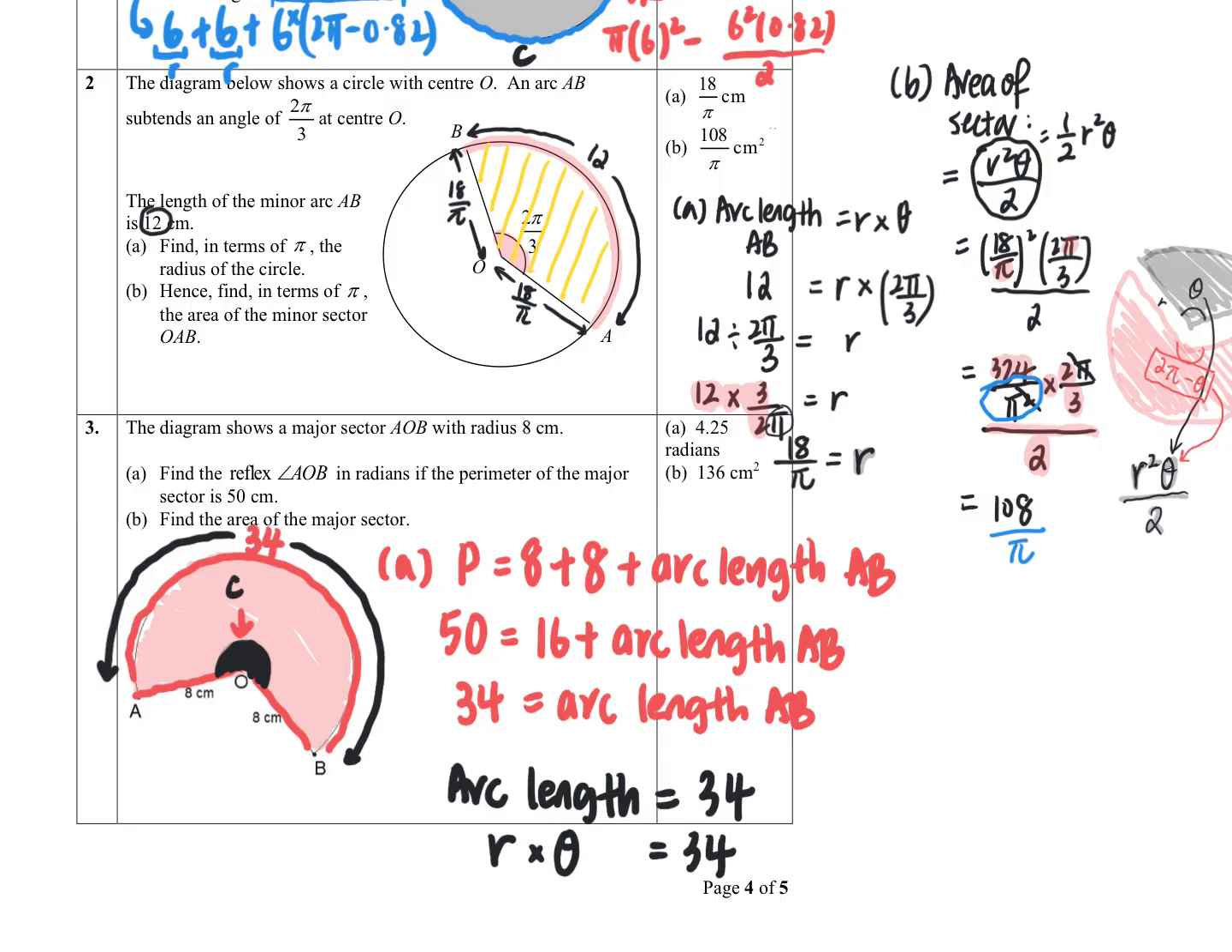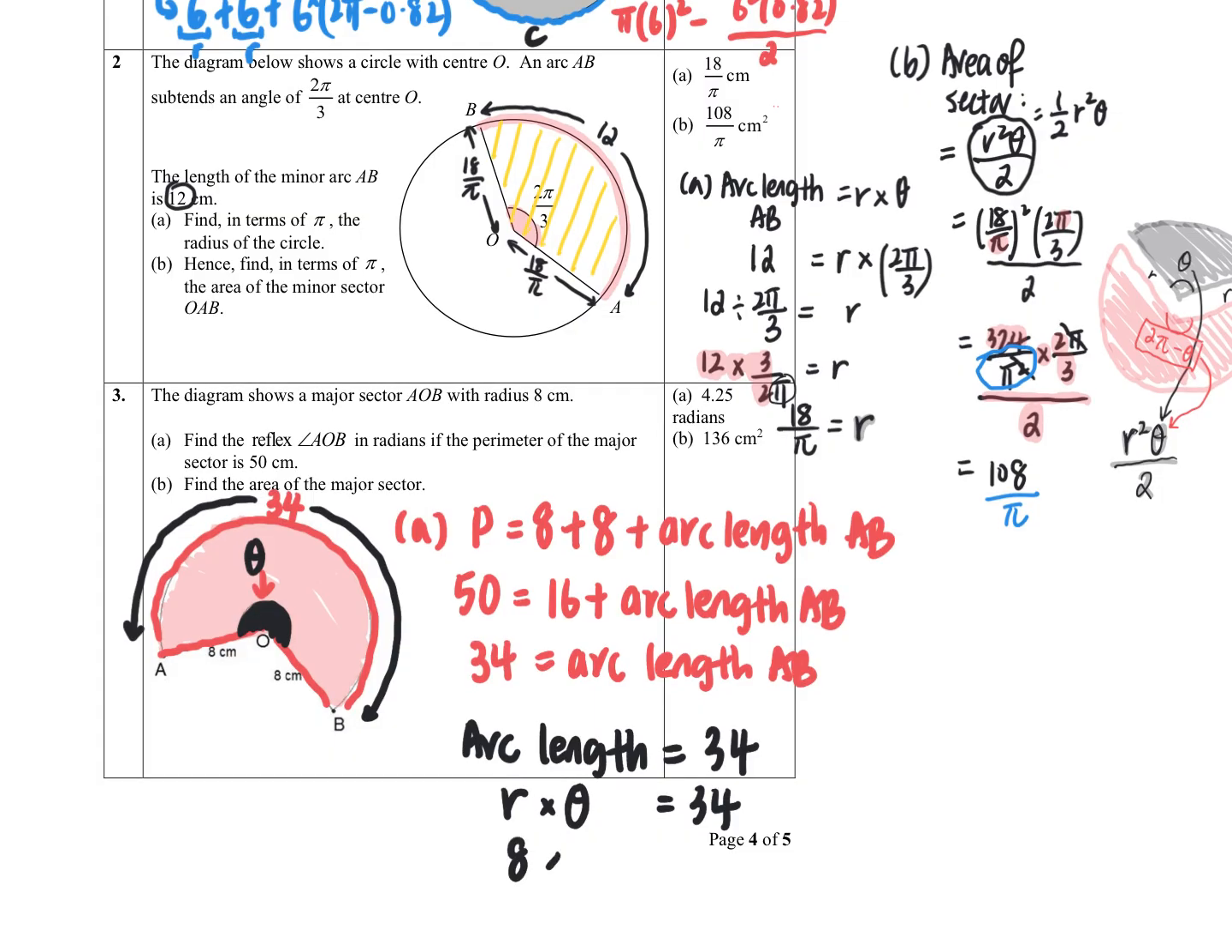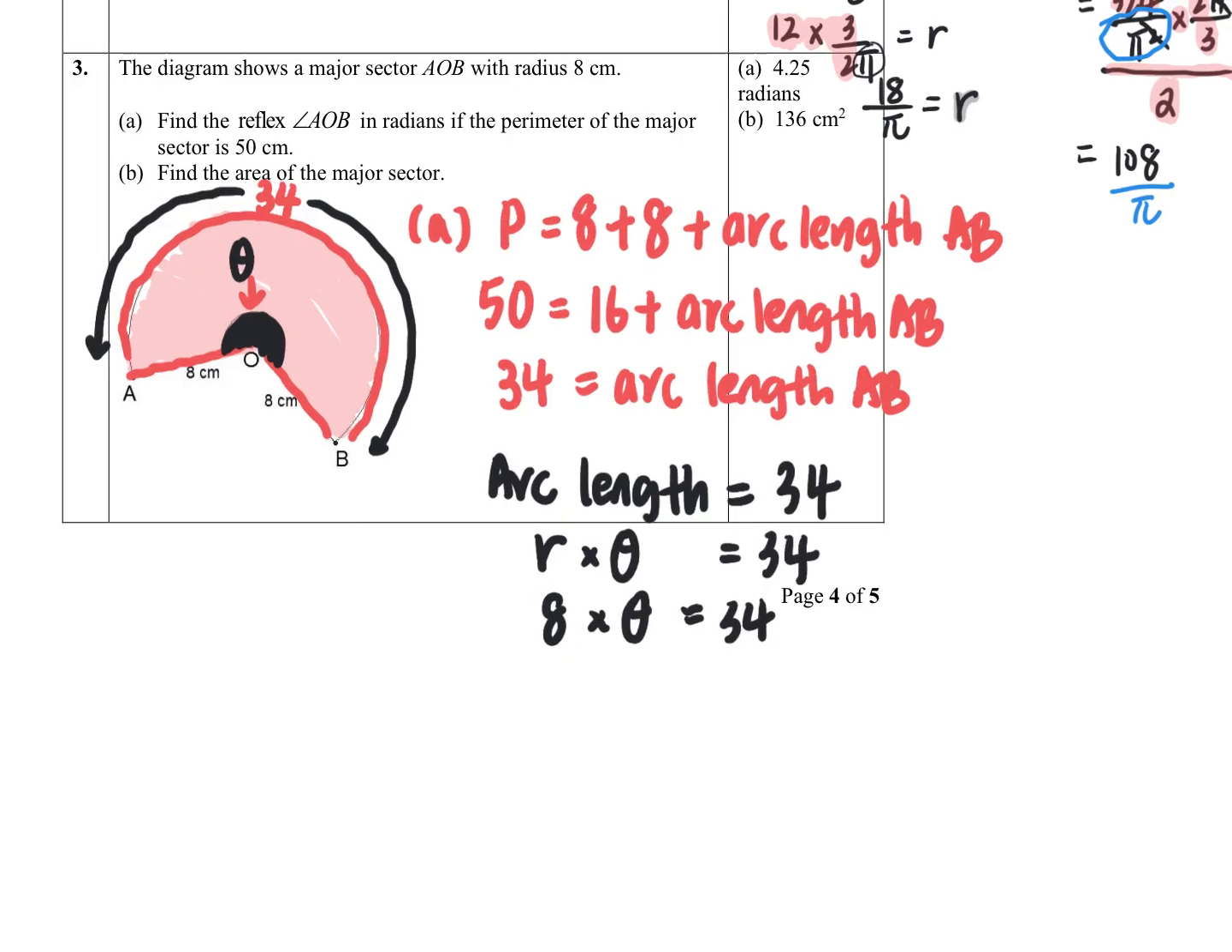So this is the theta that I'm trying to find. So radius is 8. So to find theta is 34 divided by 8. Then you put rad, R-A-D, as the unit, because this is in radians.